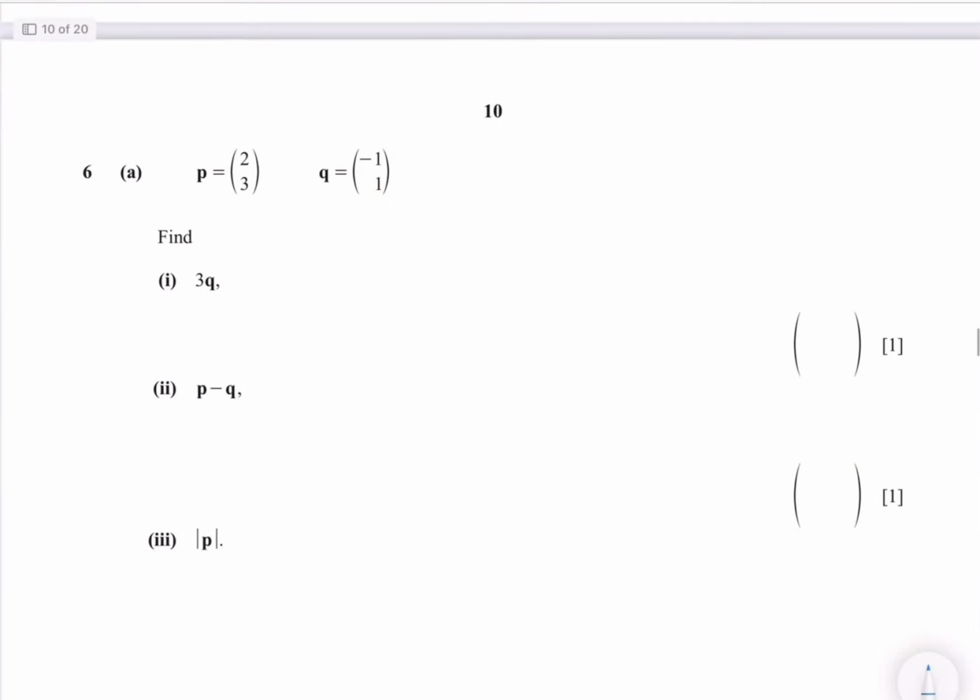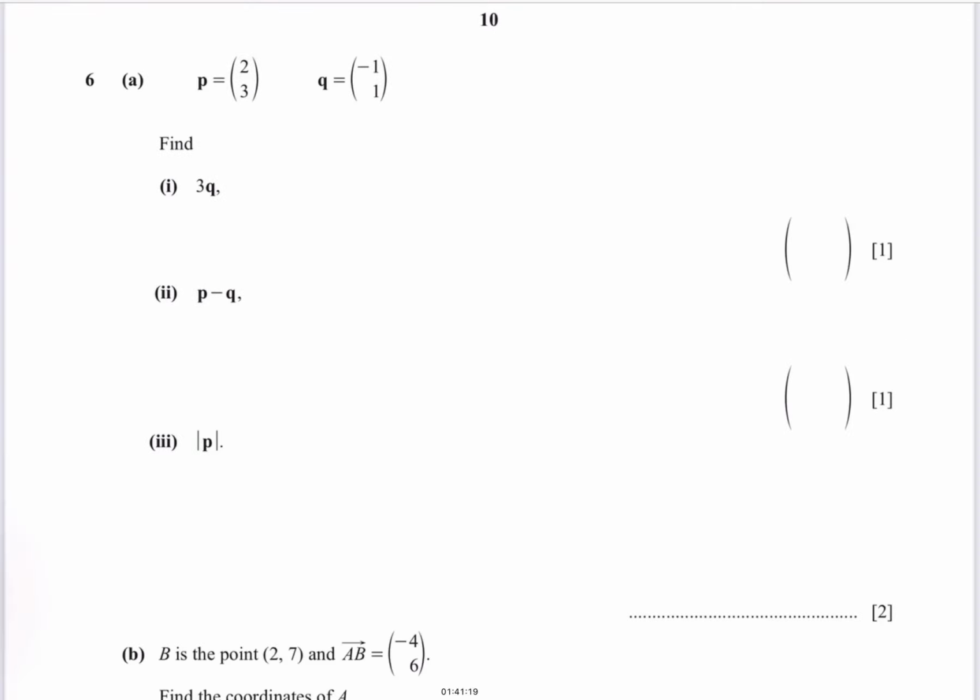Question number 6. The column vector of P is given, the column vector of Q is given. He says find 3Q. So you have to multiply 3 by the column vector Q, which is minus 1 and 1. So you multiply 3 by minus 1, also by 1. So this is your answer. P minus Q. So write down the column vector of P, under it, minus column vector of Q. Now solve it. 2 minus minus is plus, so 2 plus 1 is 3. 3 minus 1 is 2. So this is your answer.